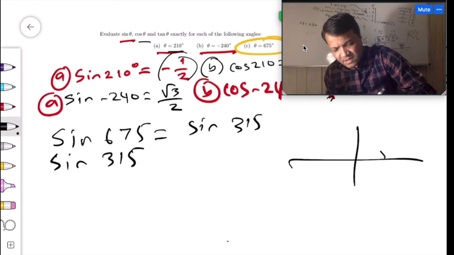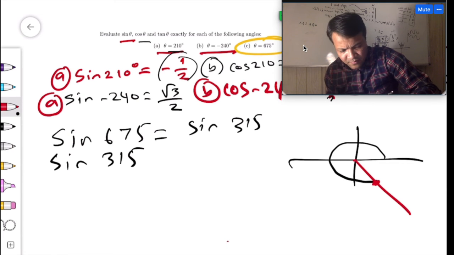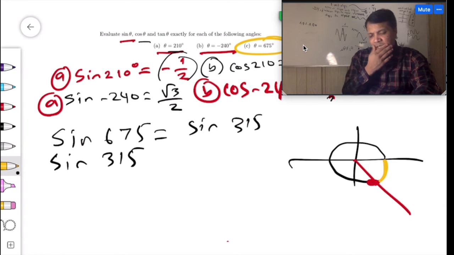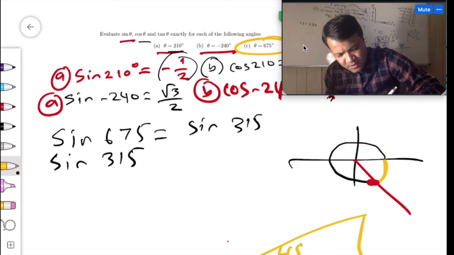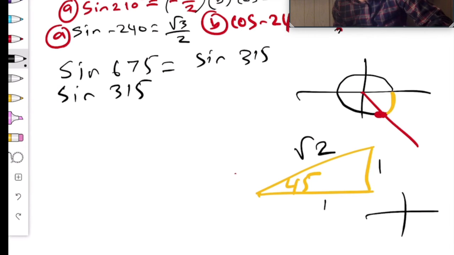Sine 315 is right here. So this is sine 315. That means this is 45. So we are talking about a 45-degree angle this time. If this is 45, then this must be 1, this must be 1, and this must be square root of 2. And in the fourth quadrant, sine is negative, but cosine is positive. All right, so we know everything now.